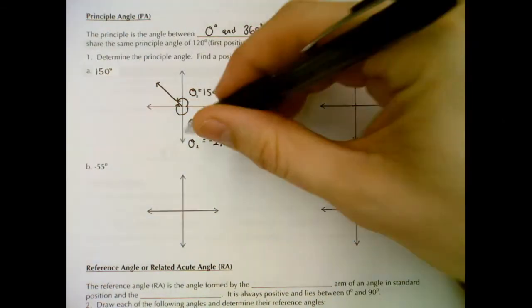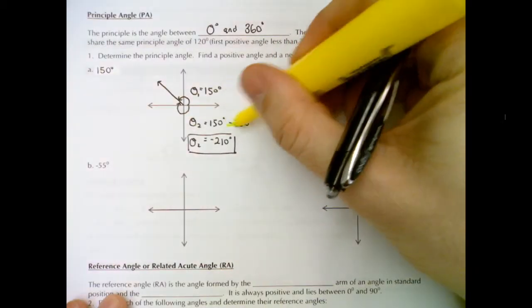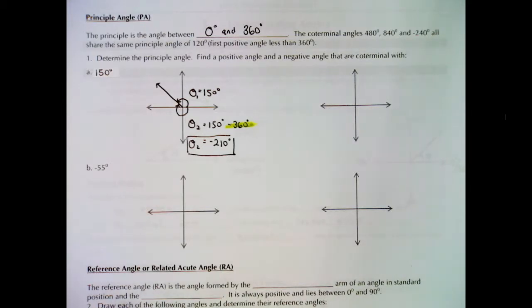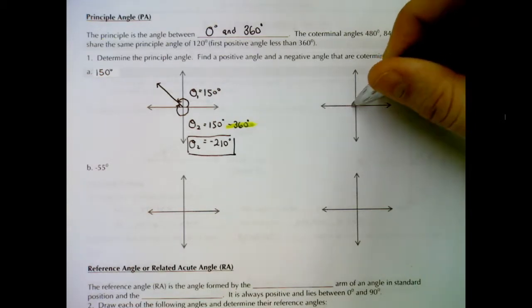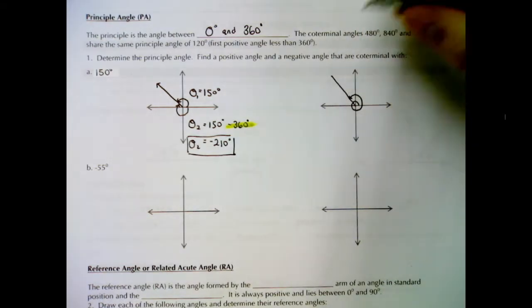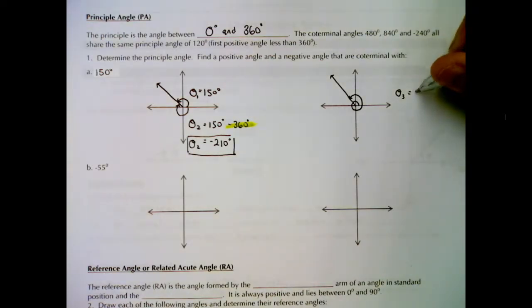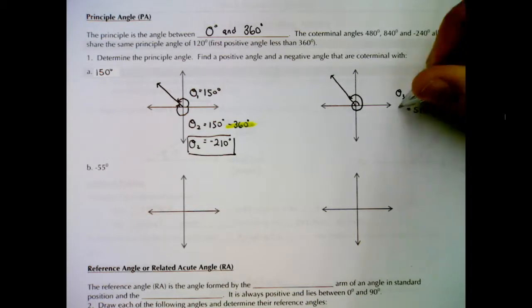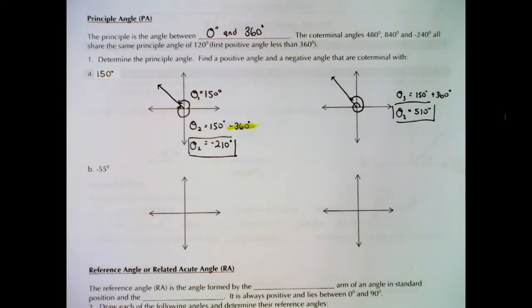So the first negative angle would just be subtract 360. The first positive angle would be from adding 360. To graph that, I would start here, rotate all the way around, and end up back at the same spot. To find that angle, I would take my 150 and add a full rotation of 360. That would give me 510 degrees. Again, I just added 360.